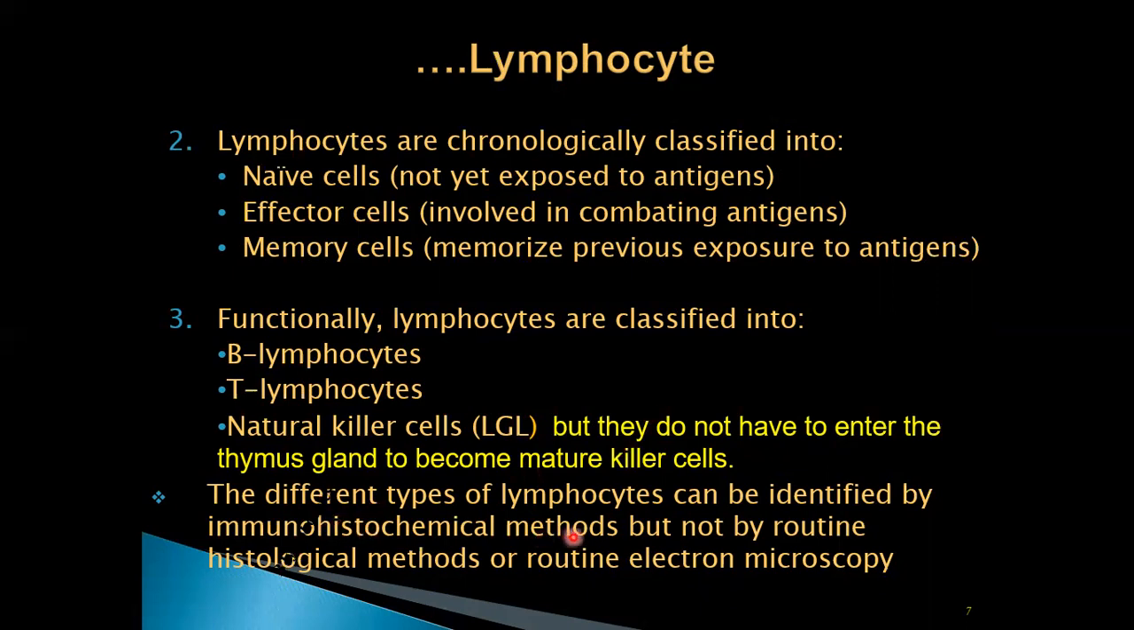Now, the different types of lymphocytes can be identified only on the basis of the immunohistochemical method. But yesterday in my presentation, I told you we can't classify them on the basis of microscopic slides. We can't say which is a B lymphocyte and which is a T lymphocyte. We can only say which lymphocyte after the cluster differentiation and the immunohistochemical reactions, their reaction against antibodies.